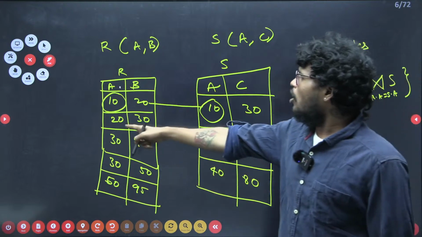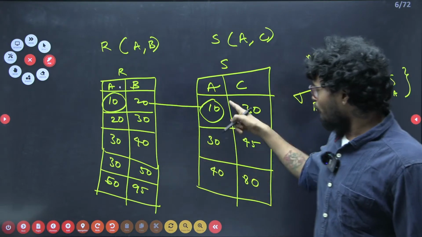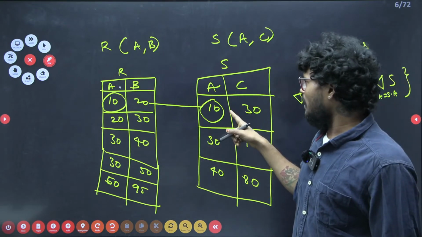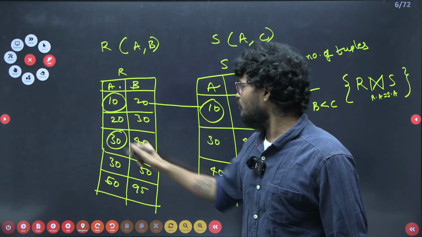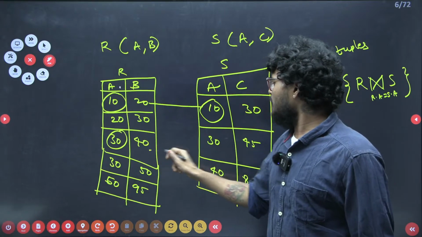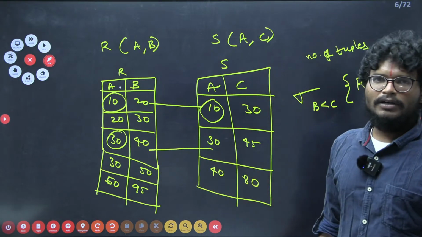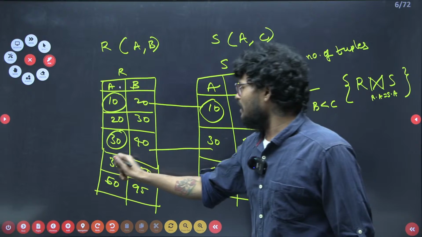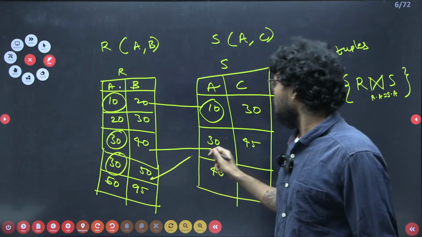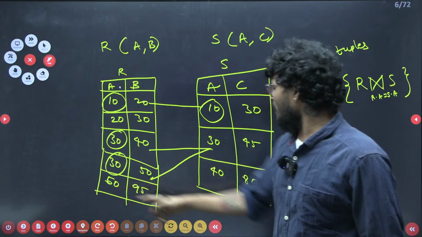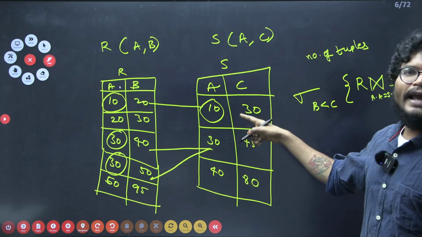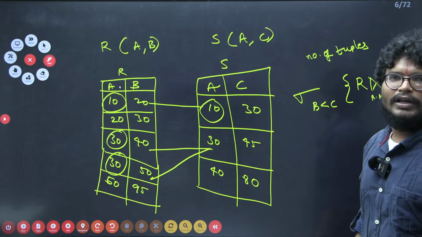Then we have R dot A value 20, but we do not find any 20 in S. Now let us see the next value, 30. Again there is a match here in the S table. Similarly, there is a 30 here which also matches with the S dot A value. And then we have 50, there is no S dot A which is 50.